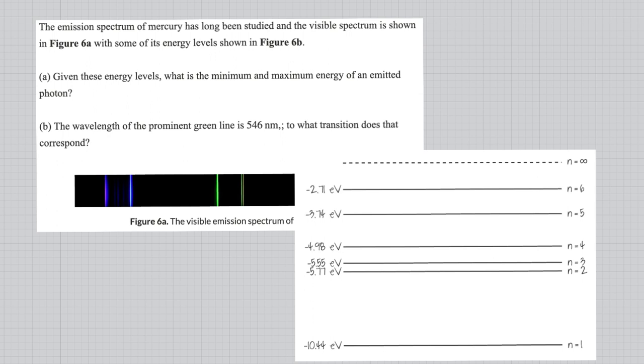So let's look at a question that might involve this concept. It says the emission spectrum of mercury has long been studied, and the visible spectrum is shown in figure 6a with some of the energy levels shown in 6b.